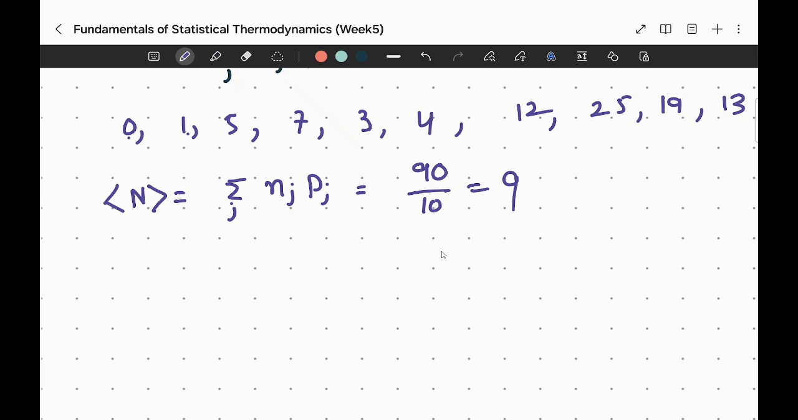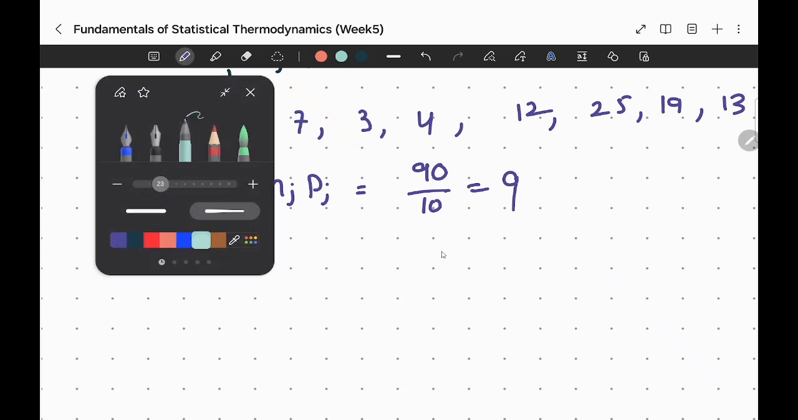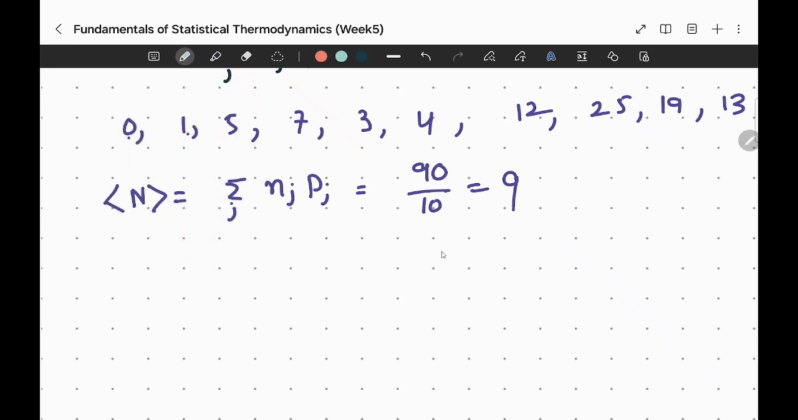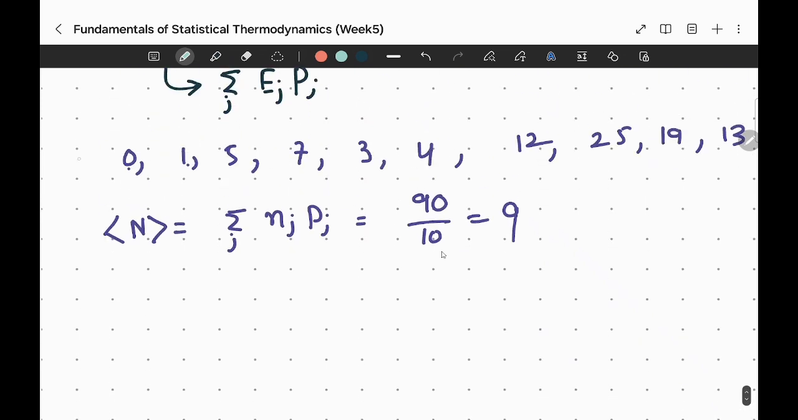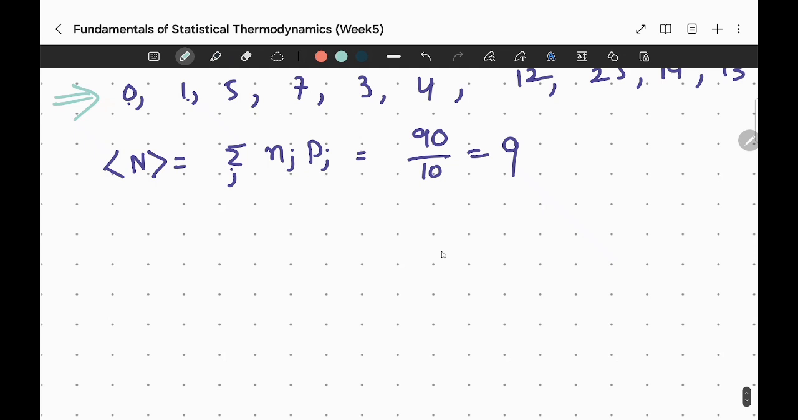Standard deviation means, if you plot, this is very crucial. Let's say the numbers are here: 0, 1, 5, 7, 4, 12, something like that. But there is an average value which is 9. If you look at the list, 9 is not there. So 9 is the average value, but for each value there is a deviation from the mean value. This is called the average value or mean value.